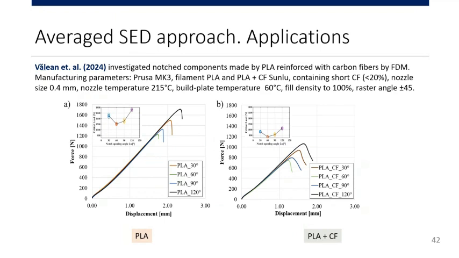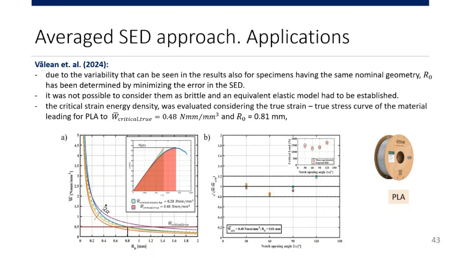We have here the load displacement curve for the PLA and PLA plus carbon fiber, and then we apply the strain energy density approach. We use the equivalent material principle in order to determine the critical value of the strain energy. If we compare with the experimental critical load, we can see that we are within plus or minus 20 percent between the predictions and the experimental ones.